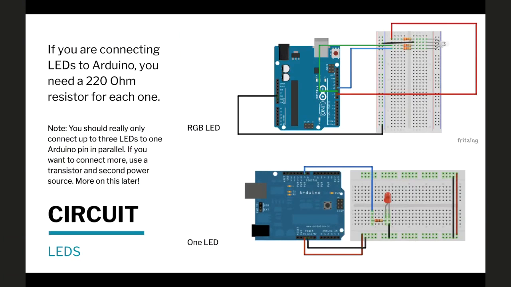The reason that we need to do this is because each Arduino pin puts out more voltage than the LEDs can take, so we run the risk of damaging our LEDs if we don't connect them through this resistor. You can also connect multiple LEDs to one pin in parallel.